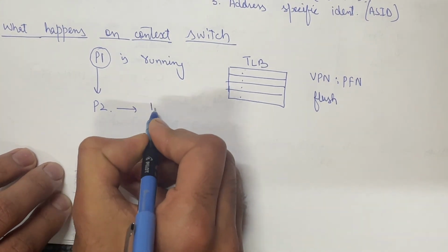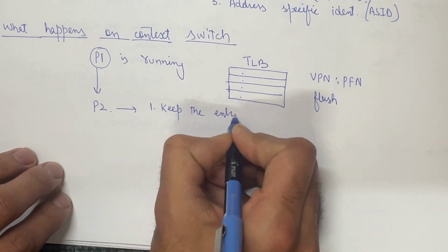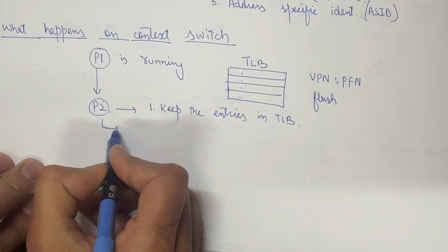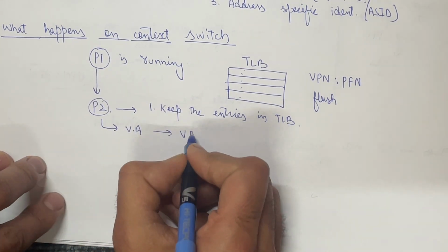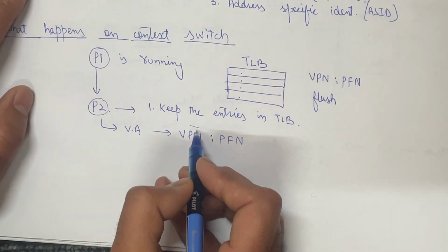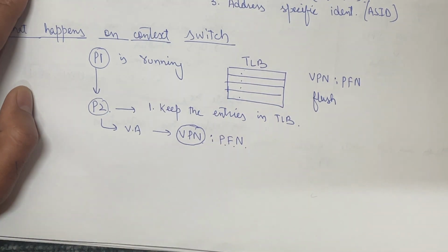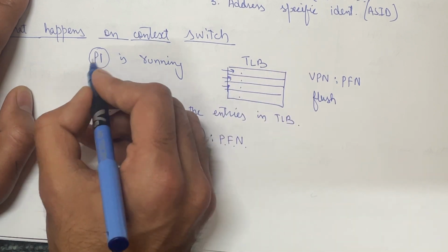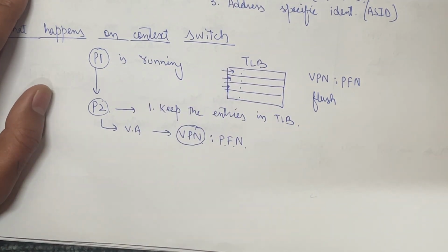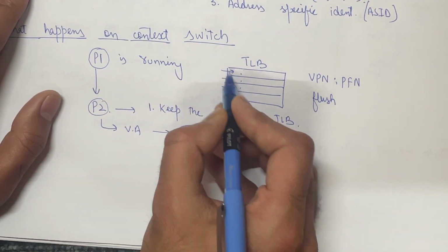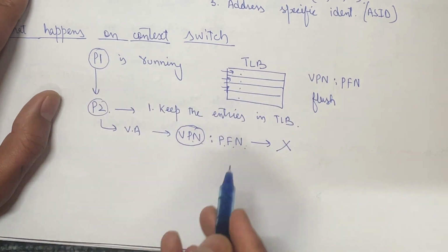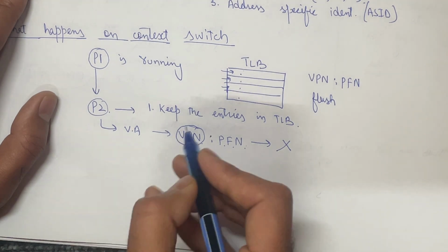Let's say somebody will say we will keep the entries in the TLB. So we kept the entries in the TLB. Now let's say process P2 generated some virtual address. From this virtual address, we will get the virtual page number. Now we have to convert this virtual page number into a physical frame number. So it will first go to the TLB. It will find whether this particular virtual page number to physical frame number entry is present or not. But we already know that these entries belong to process P1. How should my process P2 know that these are not my entries, but entries of some other process? If process P2 assumes it is its entry, then it will get this mapping, but this mapping will be wrong because these mappings are for P1, not for P2.